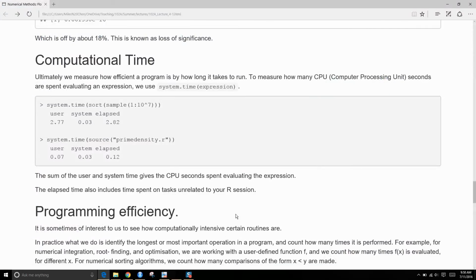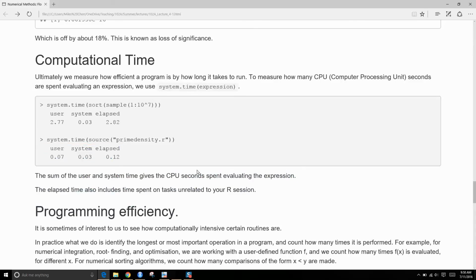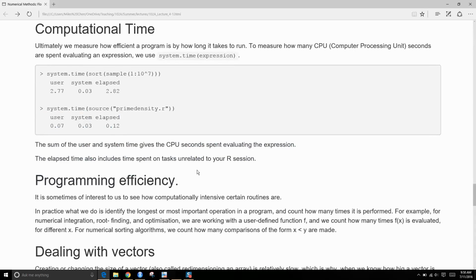Just a few things about computational time. As you write scripts and things of that nature, it might be of interest. A lot of times your computers are fast and it's not that big of a deal, okay? But it might be of interest to know how much time your computer takes to run something, okay?